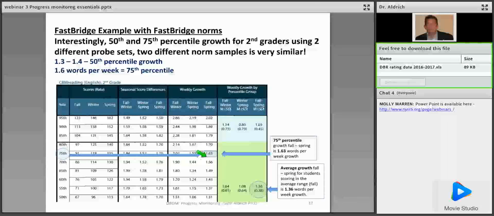FastBridge, it's interesting, in their growth norms, 75th percentile for 2nd grade is 1.6, exactly the same as AIMSweb. Now, this is a completely different tool, different probes, a whole different norming sample, and you get the same kind of thing where 75th percentile growth for 2nd grade is 1.6 words per week. So there's this sort of universal quality to some of this. That's always really interesting. And again, I'm using a 2nd grade example, but you can look at various grades and various skills.